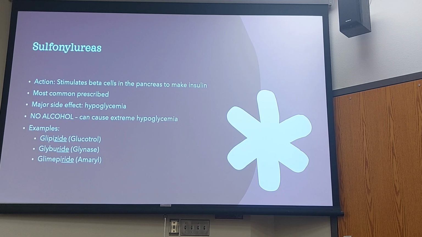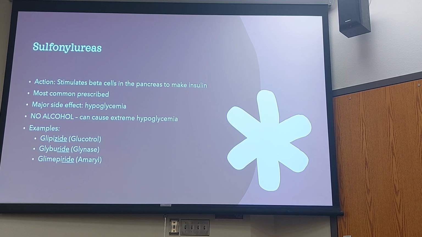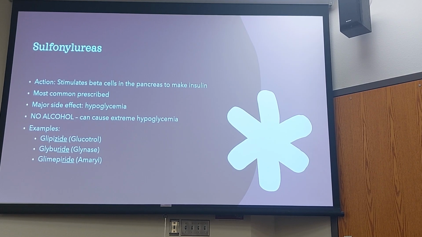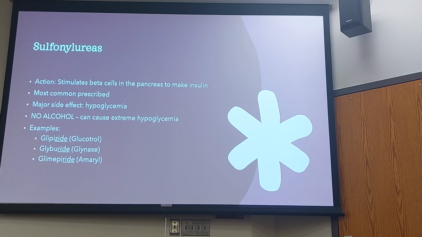So no alcohol. Sulfonylureas also. This one in particular can cause that extreme drop in blood sugar. What's happening with this class of drugs is that it stimulates the beta cells in the pancreas to make more insulin. So it's working there to increase insulin rather than working on the liver to decrease glucose, right? So another way of working on the patient's issue.